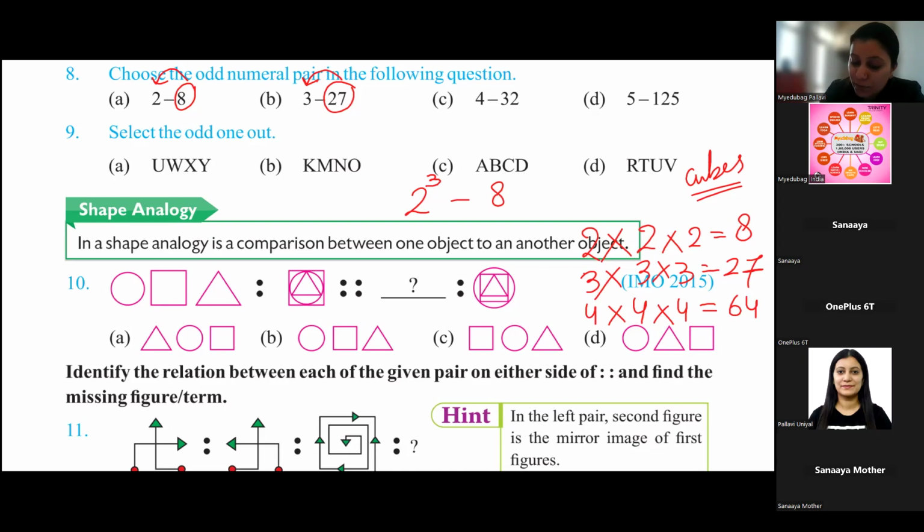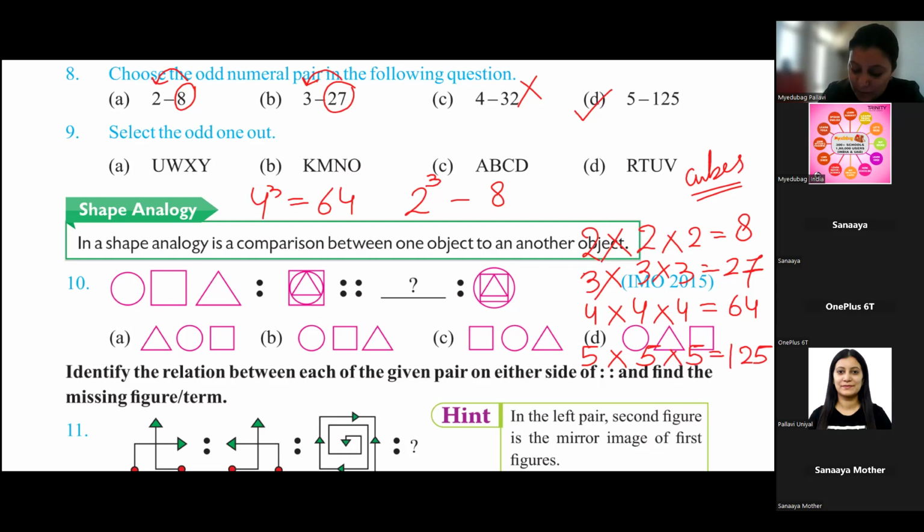That means what will be the cube of 4? 4 cube should be 64, but here it is 32. That means this is not coming under this relation. And if we check for 5, 5 into 5 is equals to 25, 25 into 5 is equals to 125. Very nice. So it is coming cube again. That means A part, B part, and D part are following the same pattern, the cube one, but C one is not following. So the odd one out will be C part.